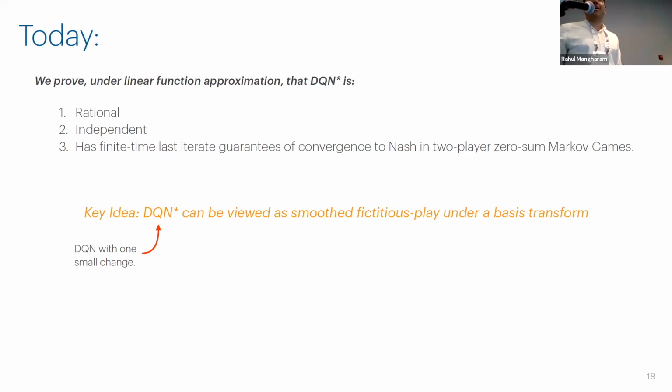I say DQN star on the slide because we're going to make a tiny tweak to the classical DQN algorithm, which is really just to make it a 2-time scale algorithm to get the convergence properties to work.